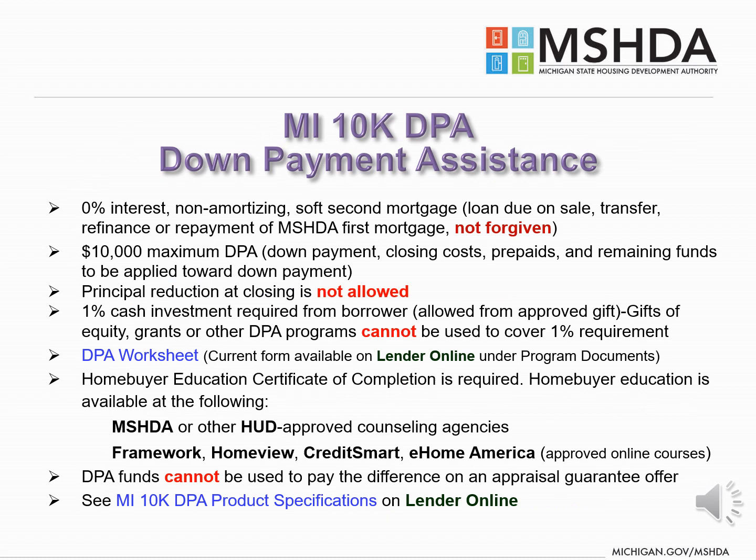My 10K DPA Down Payment Assistance. This is a 0% interest, non-amortizing soft second mortgage. This loan is due on sale, transfer, refinance, or repayment of the MSHDA first mortgage. This lien is not forgiven.